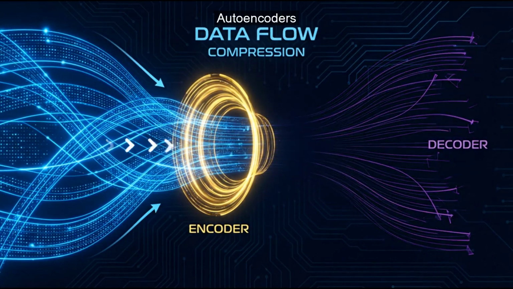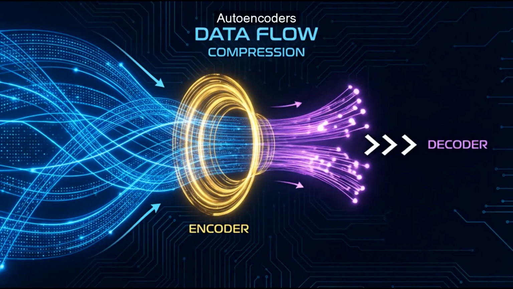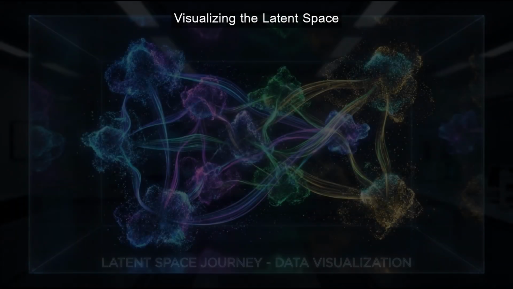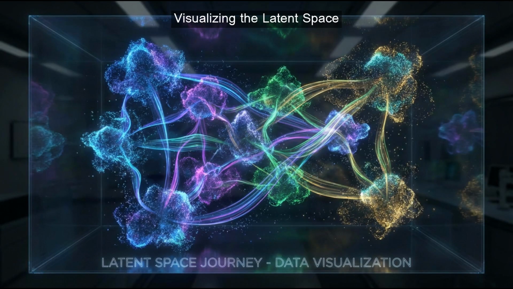Instead of learning a fixed point for each input, the encoder learns a distribution, a cloud of possibilities. The encoder outputs 2 vectors, a mean and standard deviation. Every image becomes a fuzzy cloud in latent space. But here's the problem. Sampling is random, and randomness breaks backpropagation. Gradients can't flow through stochastic nodes.